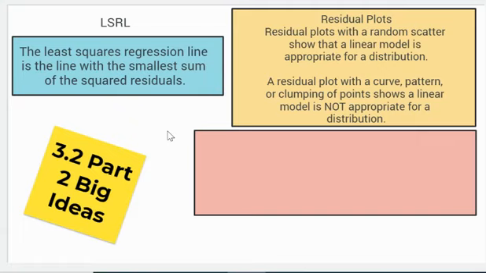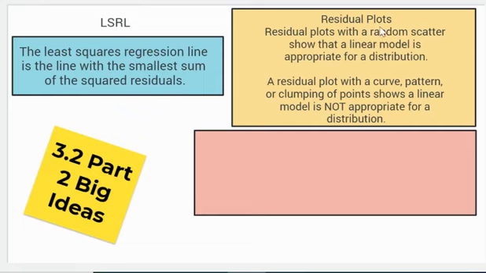Sometimes students will just look at r, the correlation coefficient, to determine if a linear model is appropriate. You should not be looking at r. It is possible to have an obviously curved distribution, but have an r value that is very close to 1. I was just looking at one the other day that was obviously curved, and yet r was 0.95. That would indicate a very strong linear relationship, but when you look at the residual plot, there was obviously a curve to it.